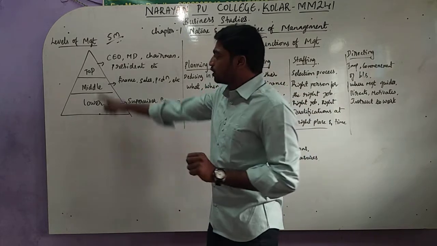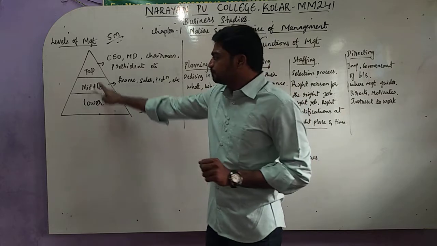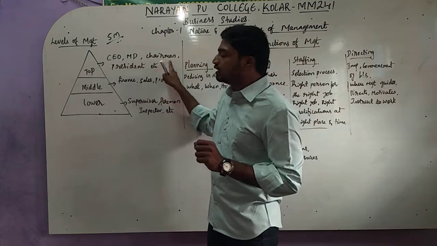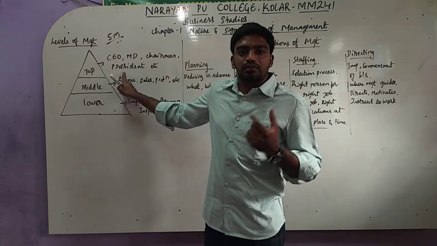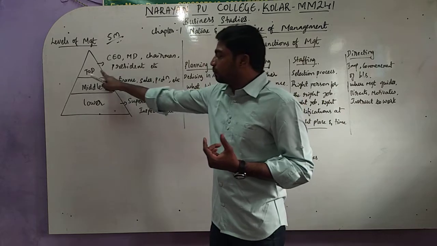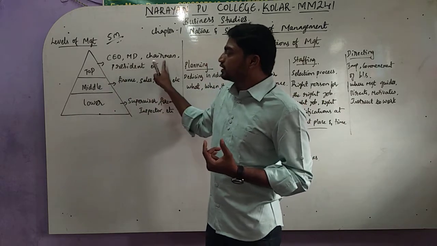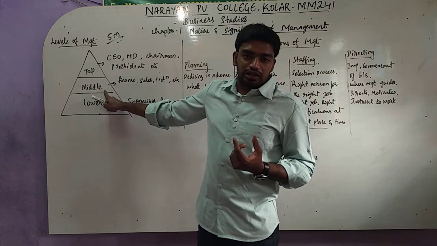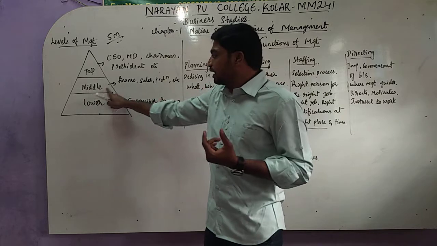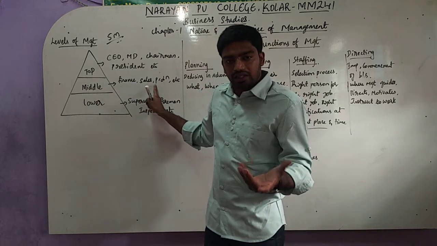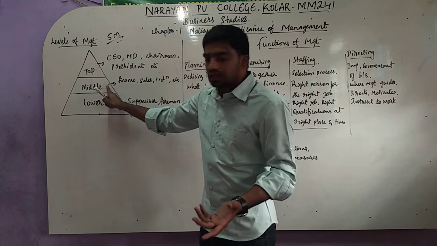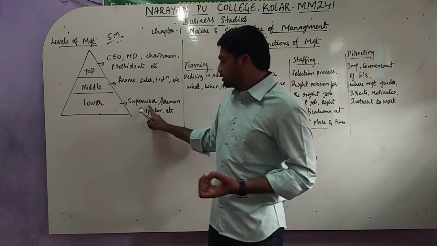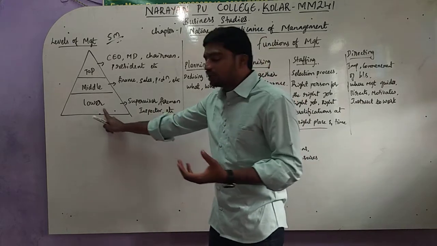There are 3 levels of management: top level management, middle level management, lower level management. Top level management means the CEO of any company, managing director, chairman of any institution, president of any trust or college. Next, middle level management in an organization includes the finance manager, HR manager, production manager, sales manager, marketing manager. Last, lower level management means supervisors, foremen, inspectors.